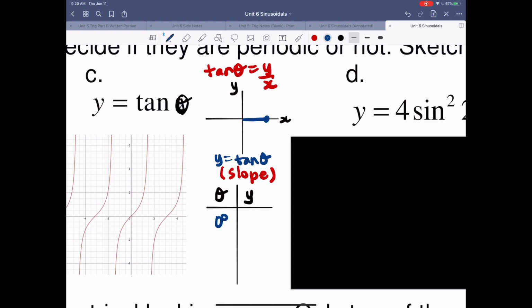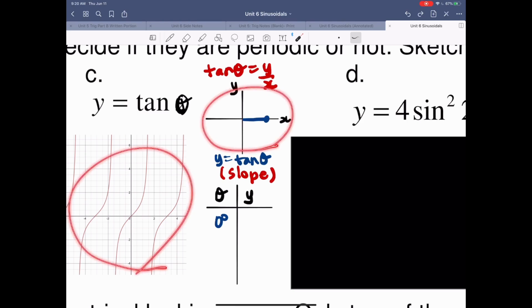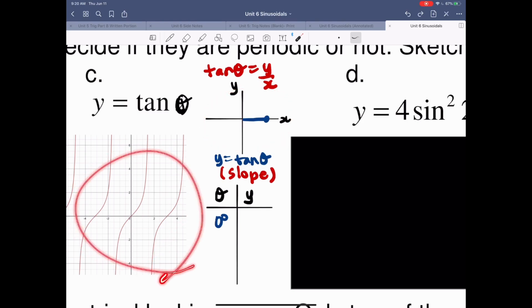For my 0 degrees, remember that y equals tan theta, and that y is different from this y. We do need to distinguish them because this graph and this graph are different. In this case, the input is theta. In this case, the input is x. Therefore, you're going to get different y values. So this and this, the y values are different.